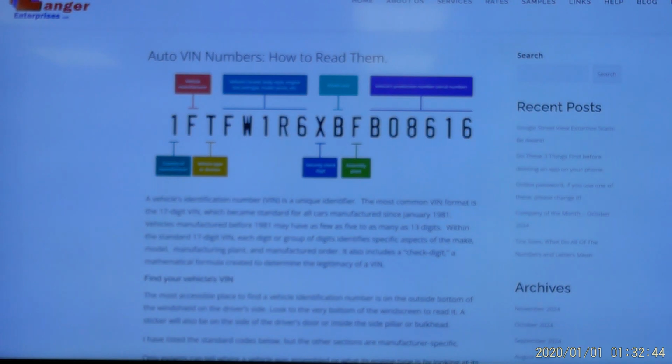Okay? But as far as what goes on here, those are the most important things that you're going to have to do as far as writing up a repair order. Any questions?